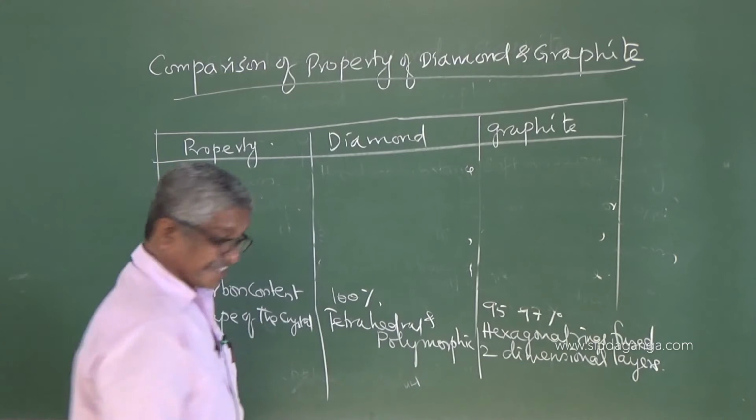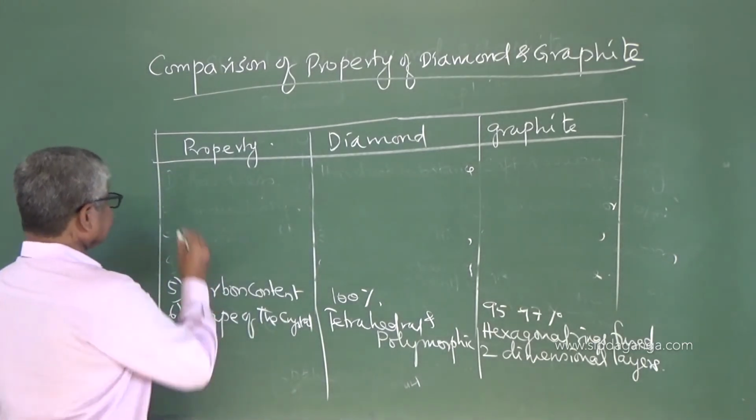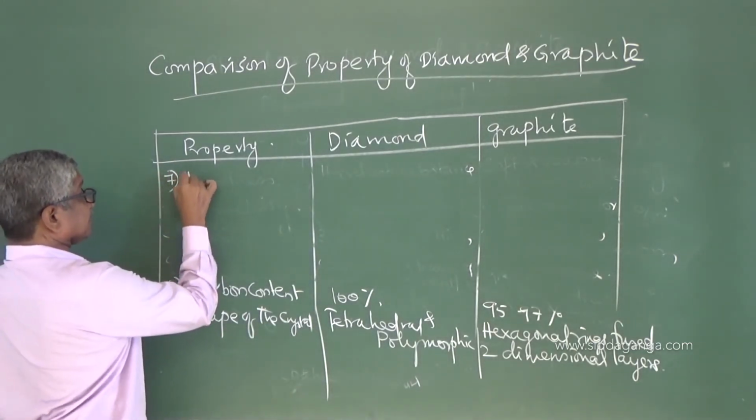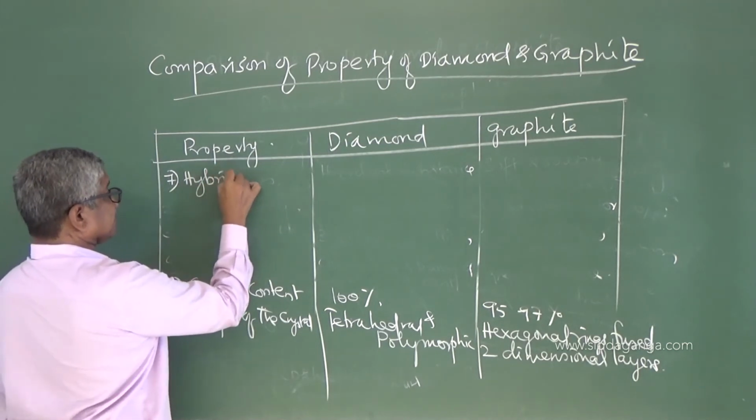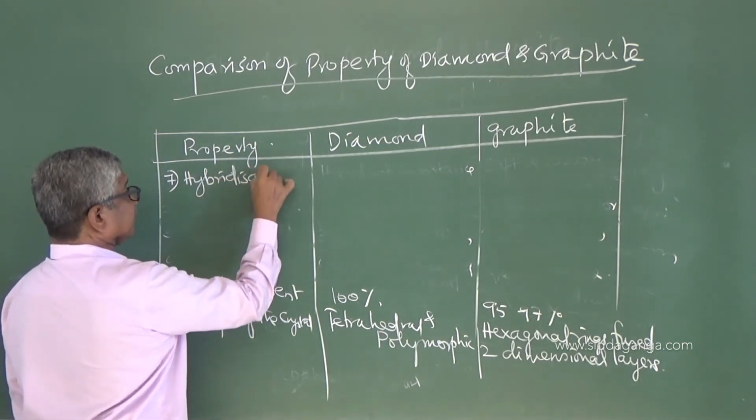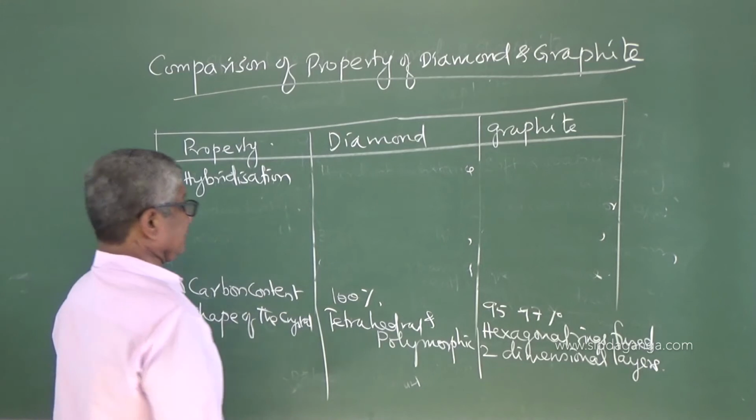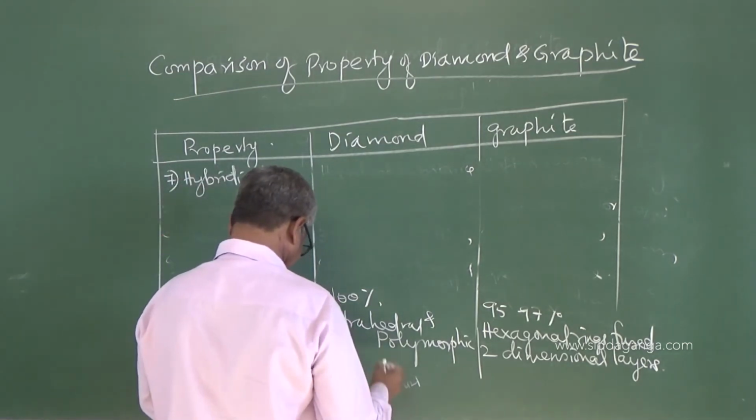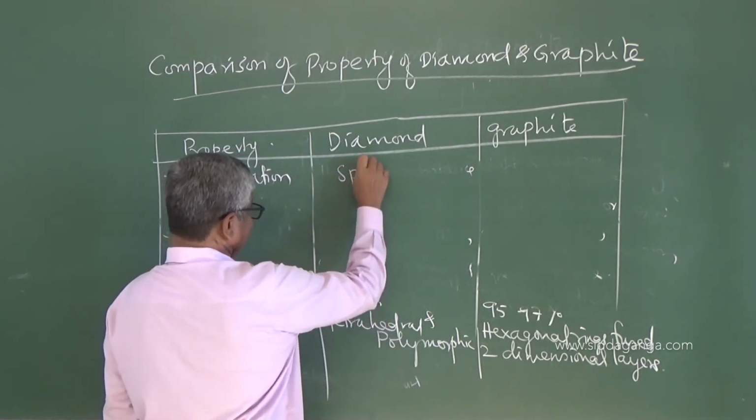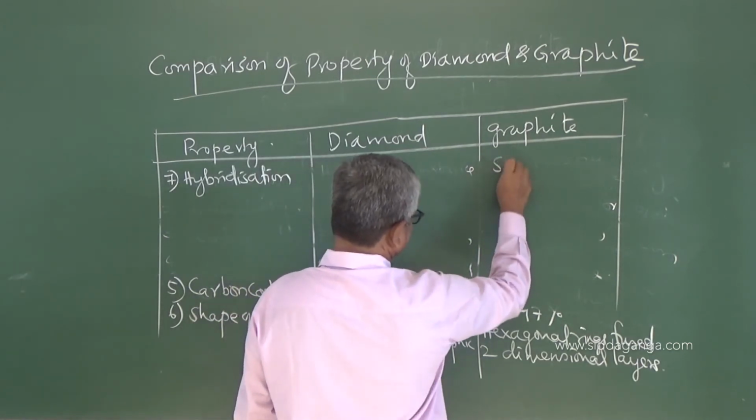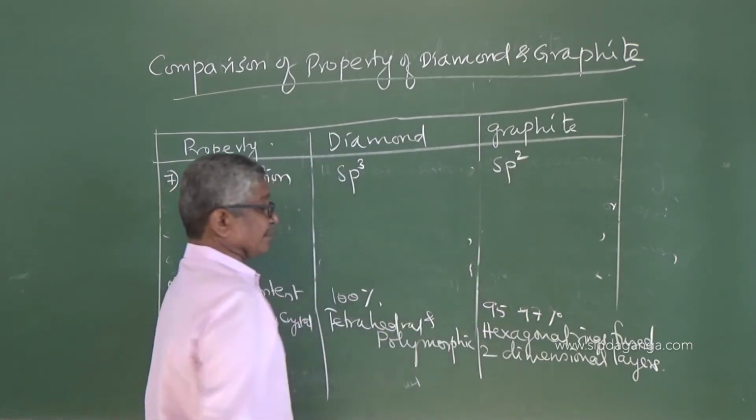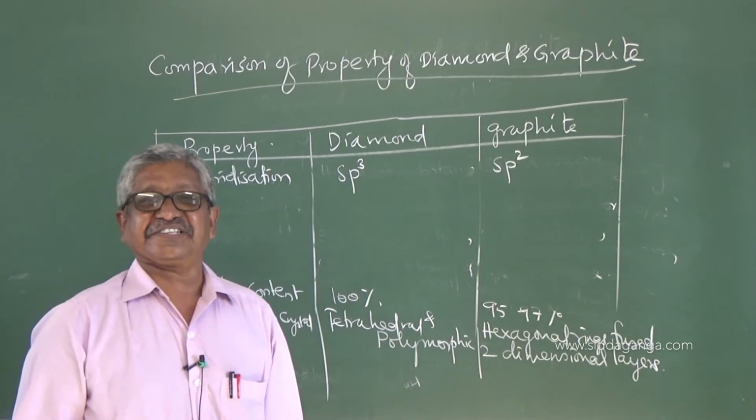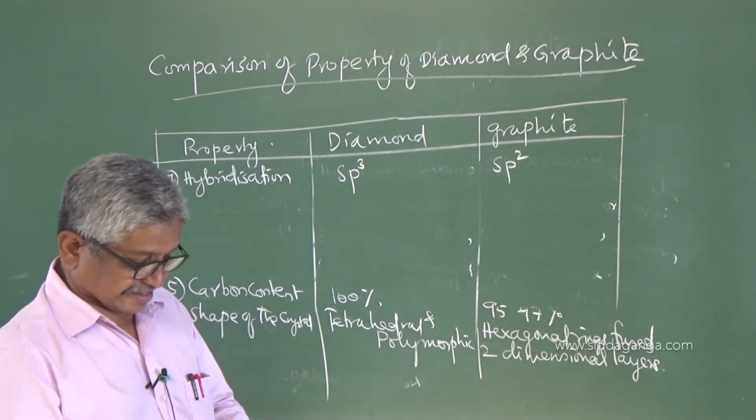Next property, hybridization. Diamond is sp3 and graphite is sp2.